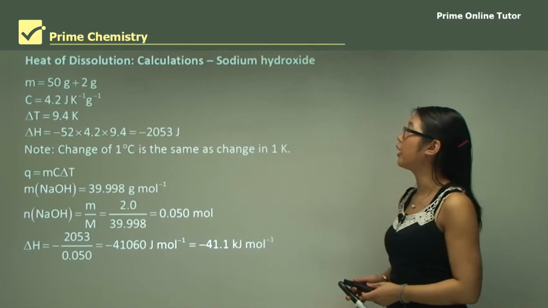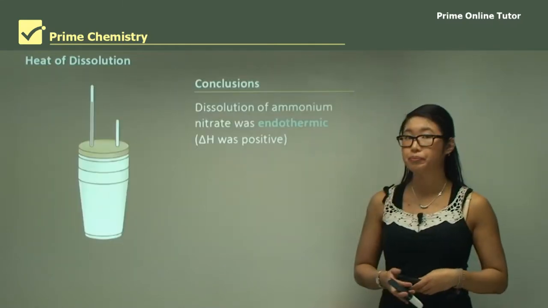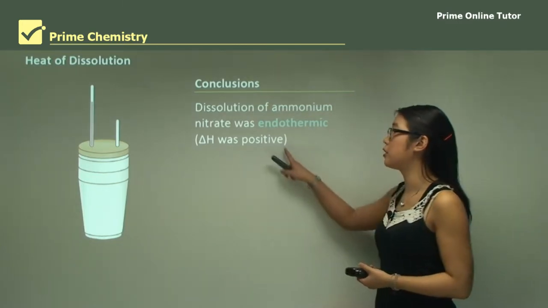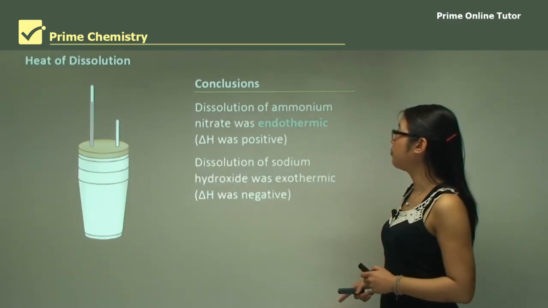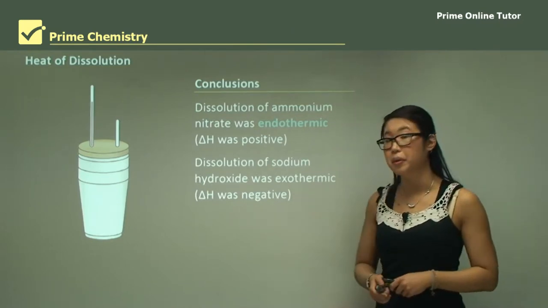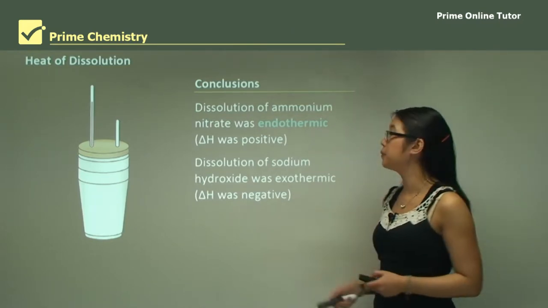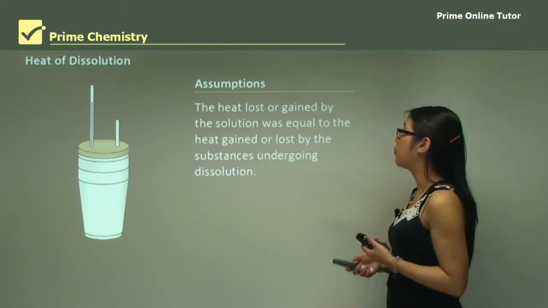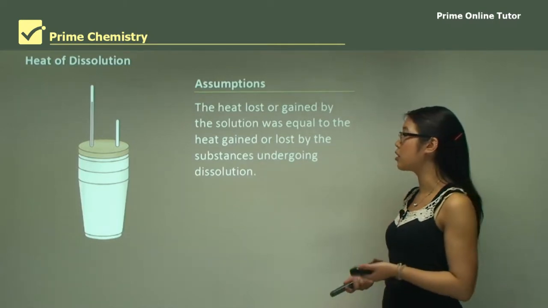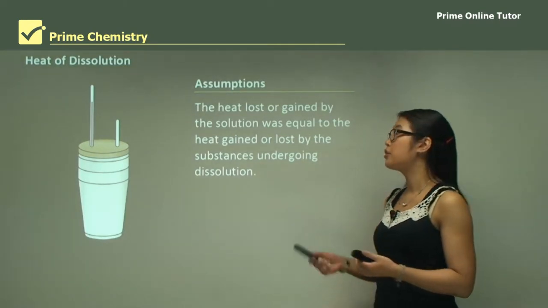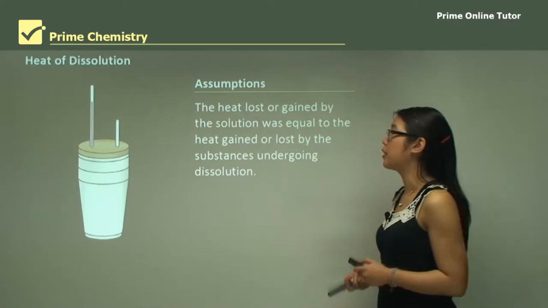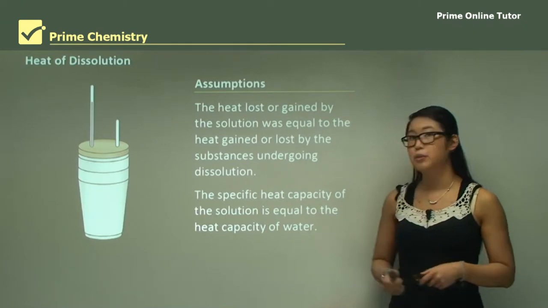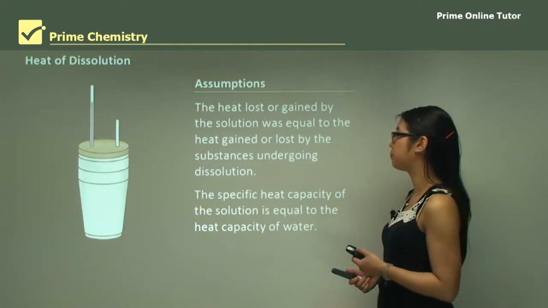So next we will be looking at the conclusion. The dissolution of ammonium nitrate was endothermic because remember the delta H was positive. The dissolution of sodium hydroxide was exothermic because the delta H here was negative. So our assumptions: the heat lost or gained by the solution was equal to the heat gained or lost by the substances undergoing dissolution. So we didn't lose anything out into the environment. That's our assumption. And the specific heat capacity of the solution is equal to the heat capacity of the water.